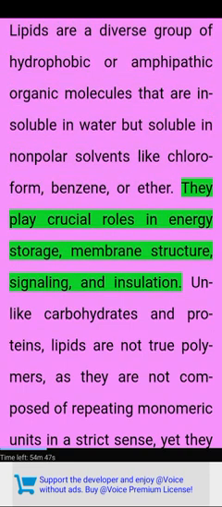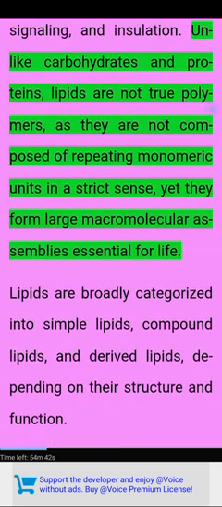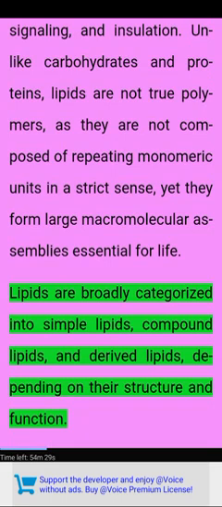They play crucial roles in energy storage, membrane structure, signaling, and insulation. Unlike carbohydrates and proteins, lipids are not true polymers, as they are not composed of repeating monomeric units in a strict sense, yet they form large macromolecular assemblies essential for life. Lipids are broadly categorized into simple lipids, compound lipids, and derived lipids, depending on their structure and function.